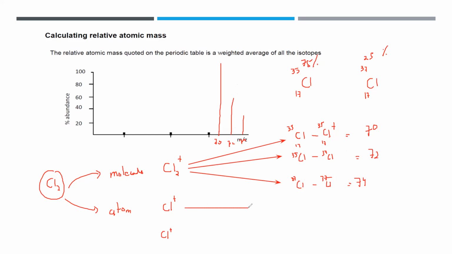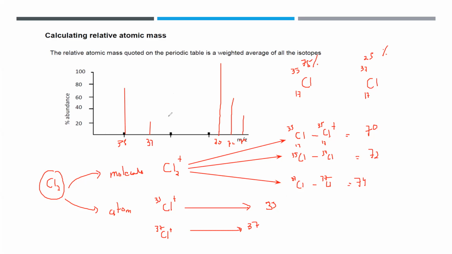That's due to the molecule. But maybe you will get a peak because of the atom as well. If the atom has atomic mass 35, you will get a peak at 35. If it is 37, you will get a peak at 37. The percentage of 35 is 75%, so the peak at 35 will be higher, and the peak at 37 will be lower.